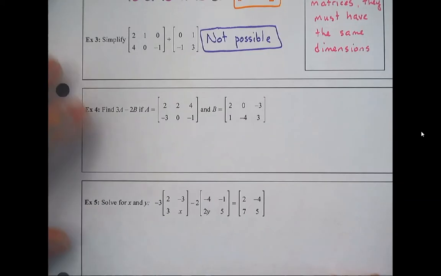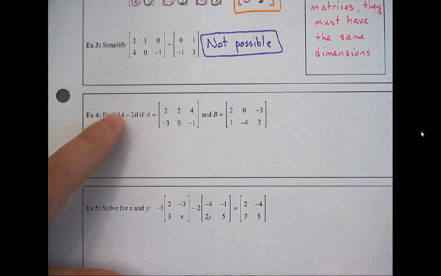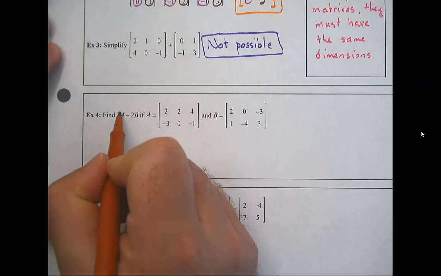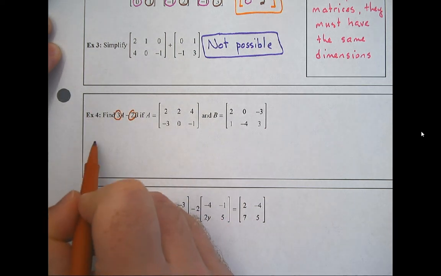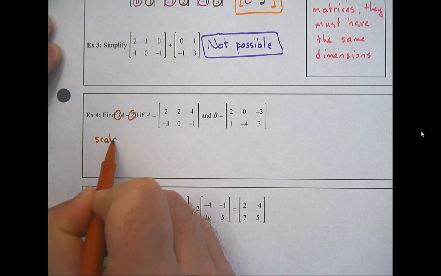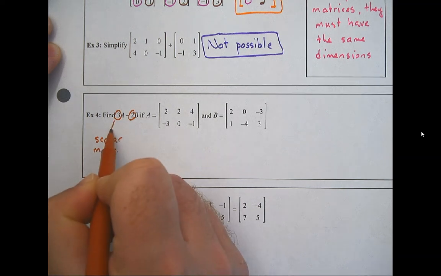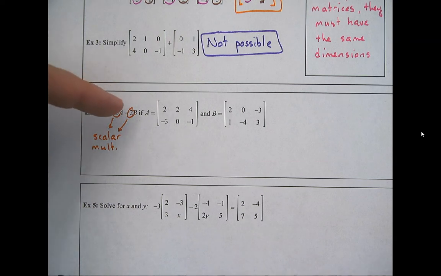All right, moving on. So we've talked about how to add and subtract matrices. Well, what are these numbers out front? These are what we call scalars. So I'm going to circle the 3. I'm going to circle the 2. This is called scalar multiplication. That just means everything in matrix A is going to get multiplied by 3. Everything in matrix B is going to get multiplied by 2.